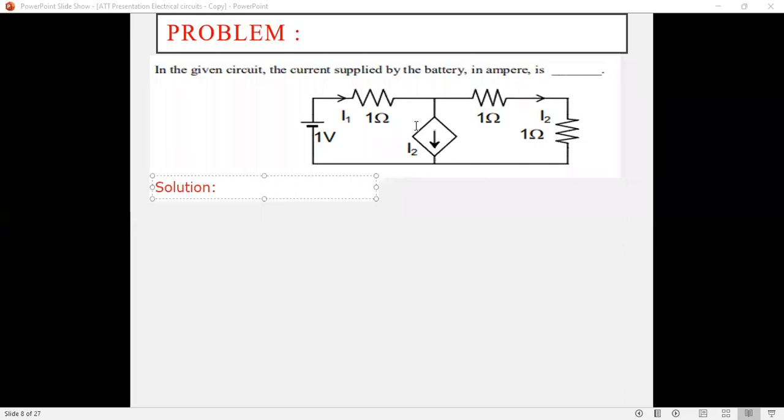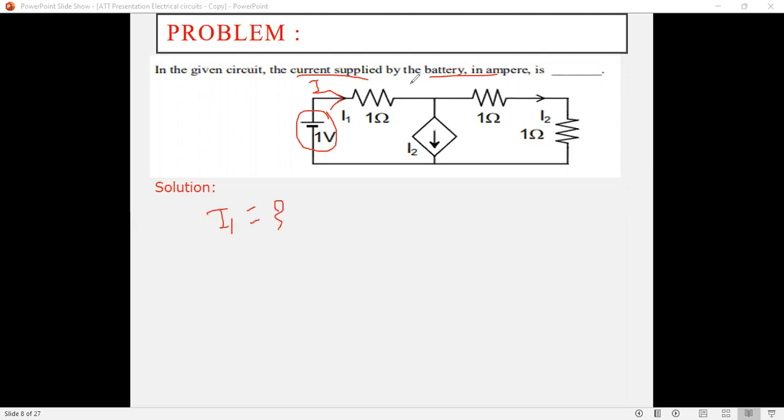Okay, so we want to find out the current supplied by the battery. It is also a GATE question. So first of all, read the question carefully. The question is the current supplied by the battery in ampere. Here the battery has 1 volt, and the current supplied by the battery is nothing but the current flowing from that battery, which is I1. So we want to find out the value of I1. So I1 equals question mark.